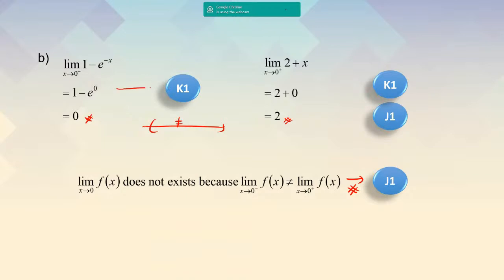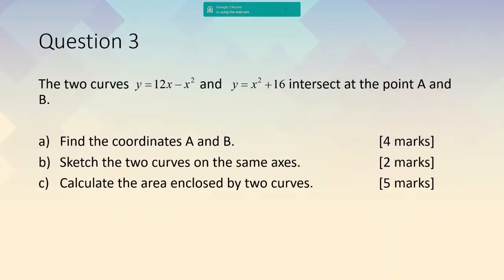Okay, boleh tengok markah kat sini. This is for K1. And this is also K1. Okay, J1 is for both answer and then the conclusion. Okay, so next we can proceed with question 3.